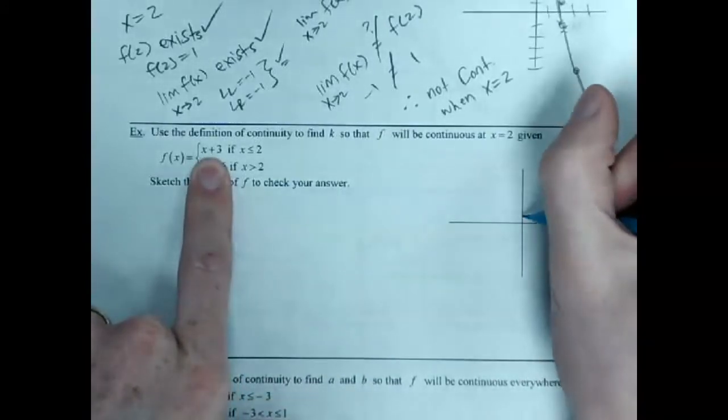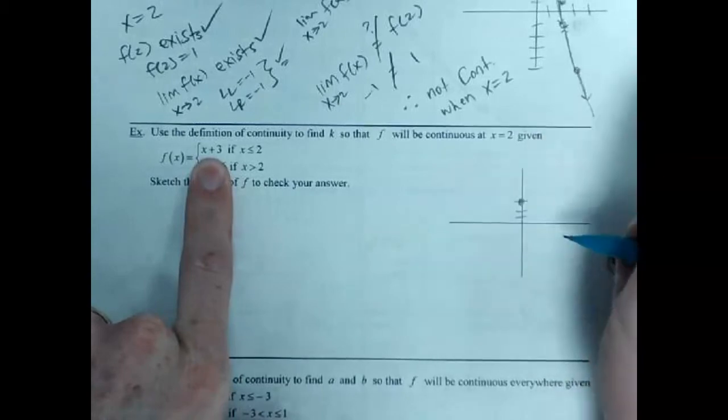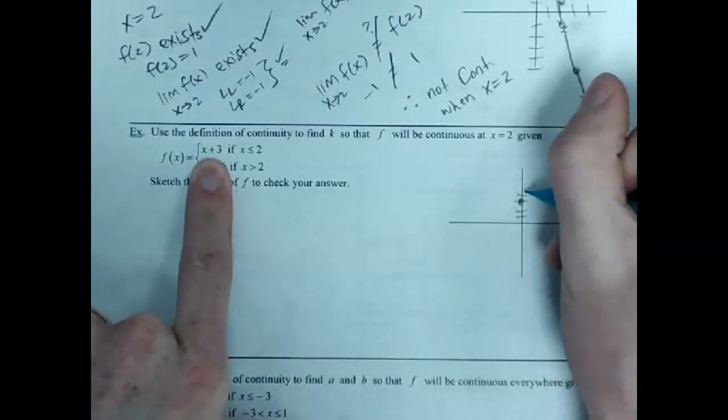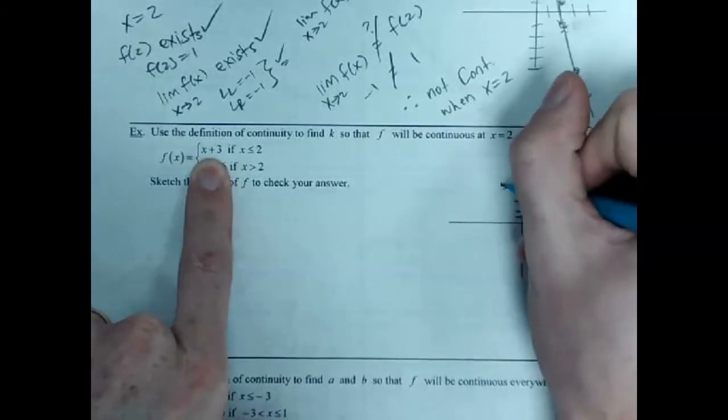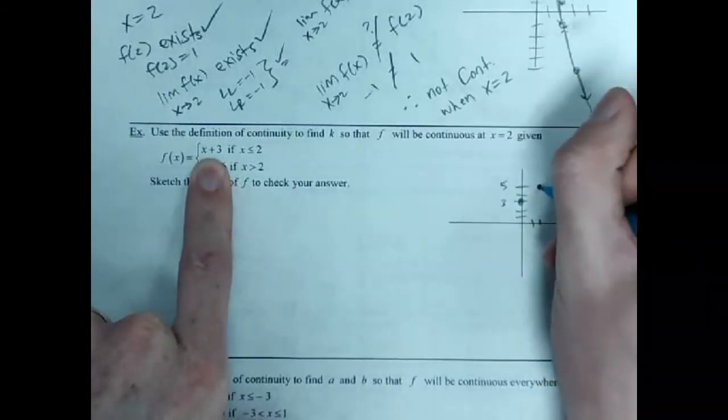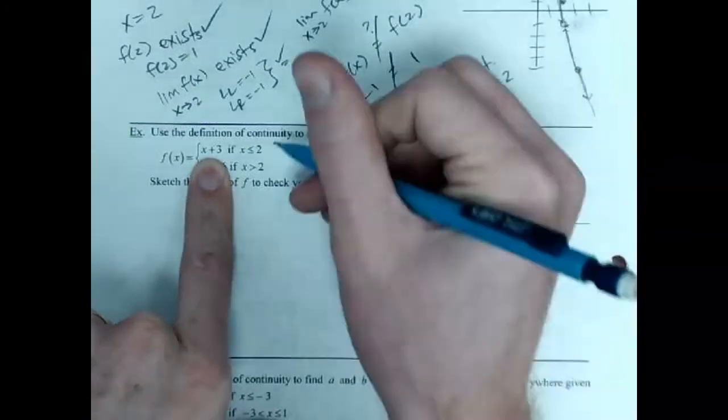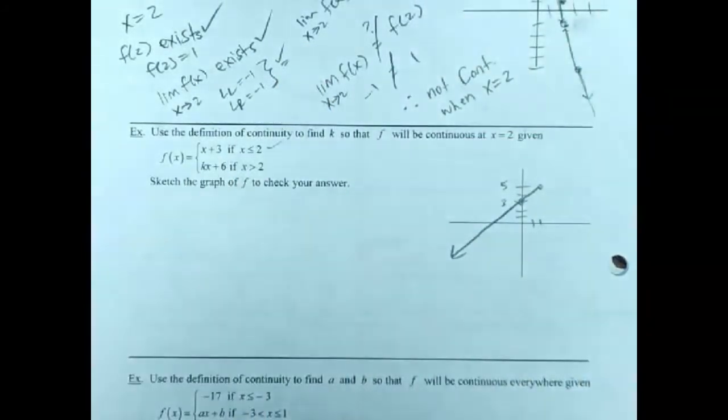Let's graph it. 1, 2, 3. There's the y-intercept, and then we have the slope of 1. So at 2, it's going to be up at 5. So we've got that part already graphed. Wonderful, right? It's pretty easy.